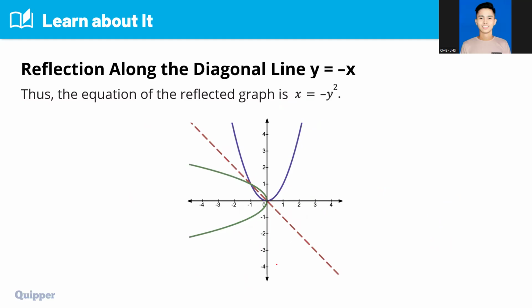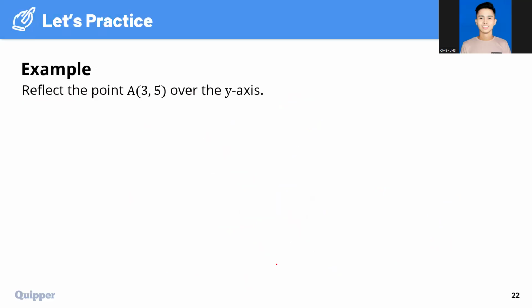Let's have other examples here. Reflect the point A with coordinates 3, 5 over y-axis. So how do we do that? If it's over y-axis, we change the sign of the x coordinate, right? If it's y-axis, we simply flip or change the sign of the x coordinate and then copy y. So the answer here, A prime, negative 3, positive 5.